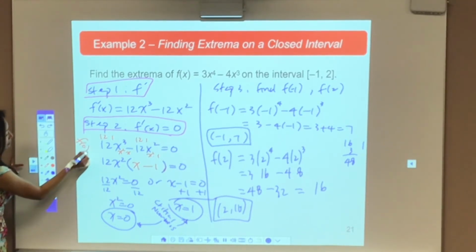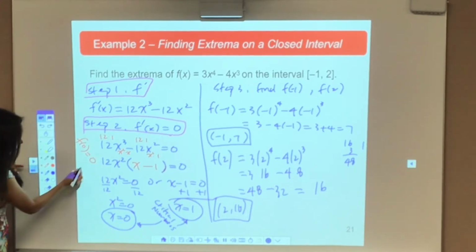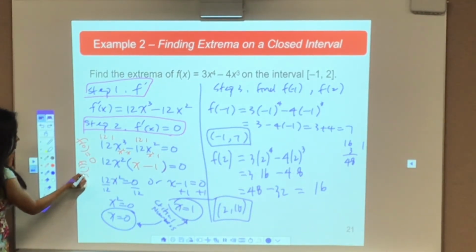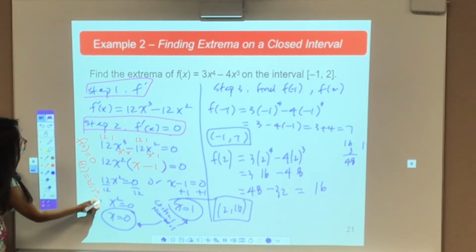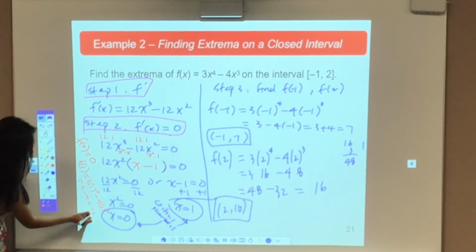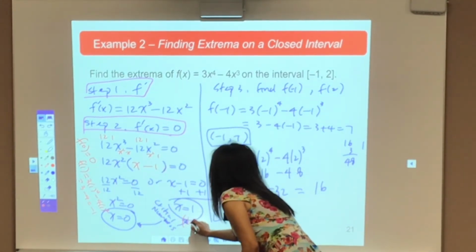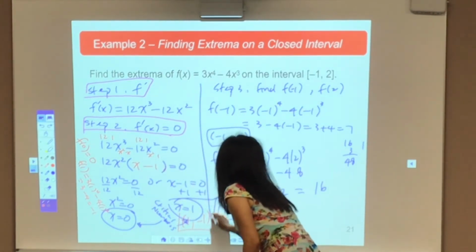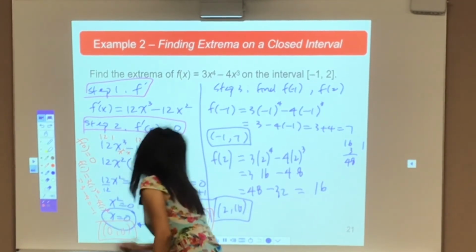So f of 0, what's my y value? 0. For 0, that's an easy one, right? What's f of the other one? 1. So it'd be 3 times 1 to the 4th minus 4 times 1 to the third. 3 minus 4 gives you what? Negative 1. So at 1, what's my critical point? 1 comma negative 1. That's what I have. At 0, what do I have? 0 comma 0. So these are the 4 points I have.